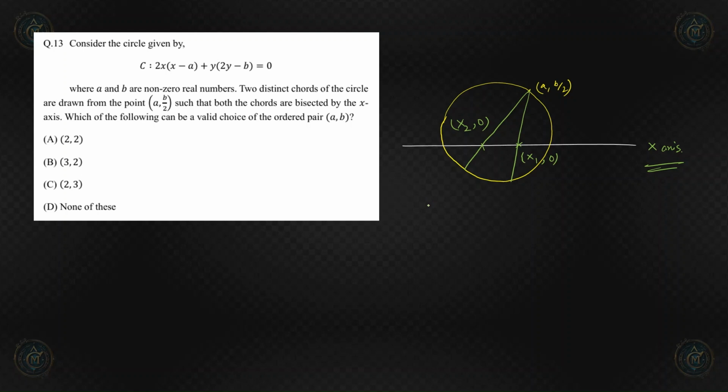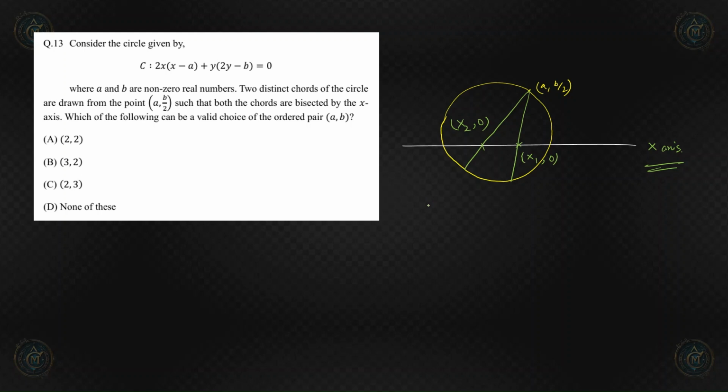Now how to approach? What will be our approach? We can connect this situation to quadratic equations. How? Let's say I represent the situation that a chord passing through the point (a, b/2) is bisected by the x-axis at some point (X, 0). Then that will be a quadratic equation in capital X, right?